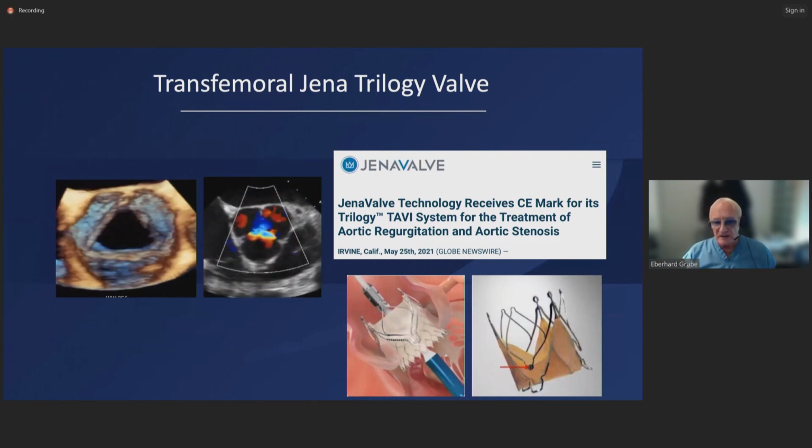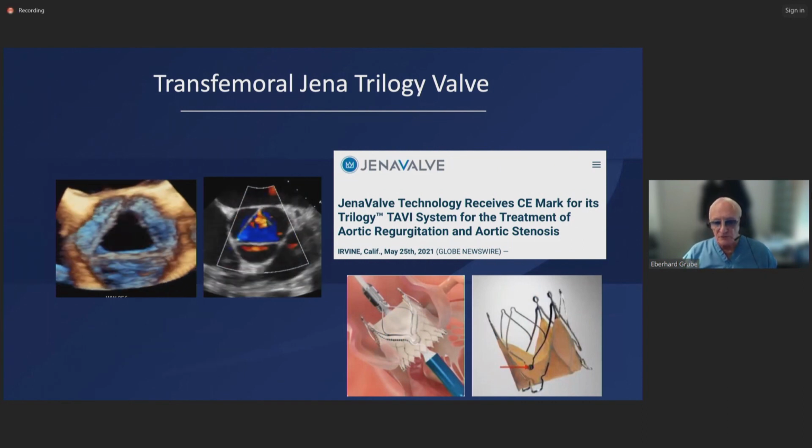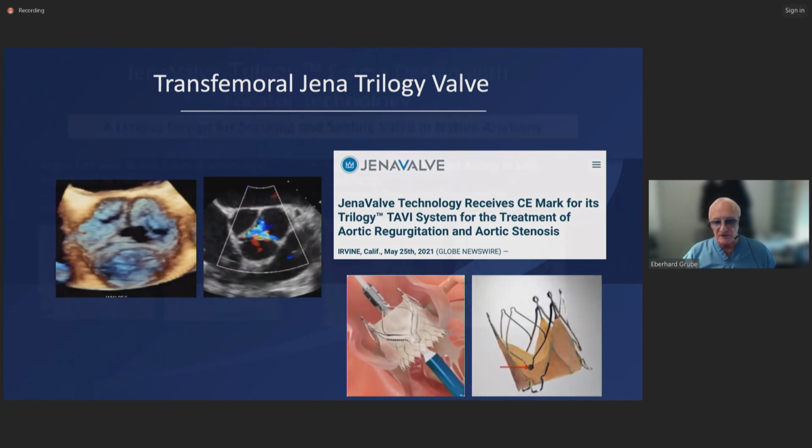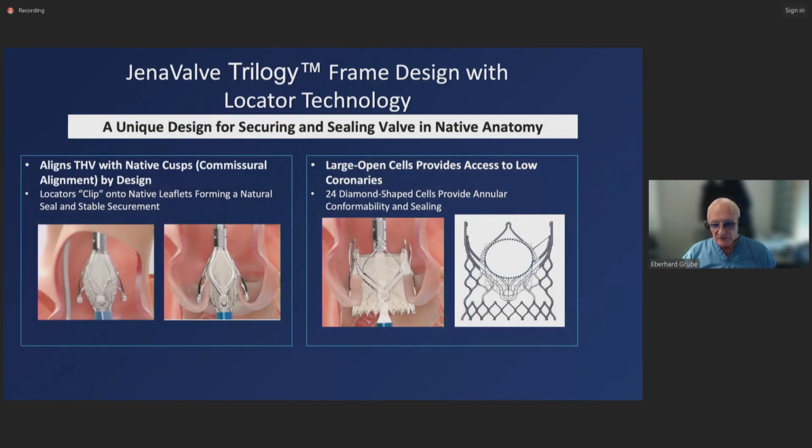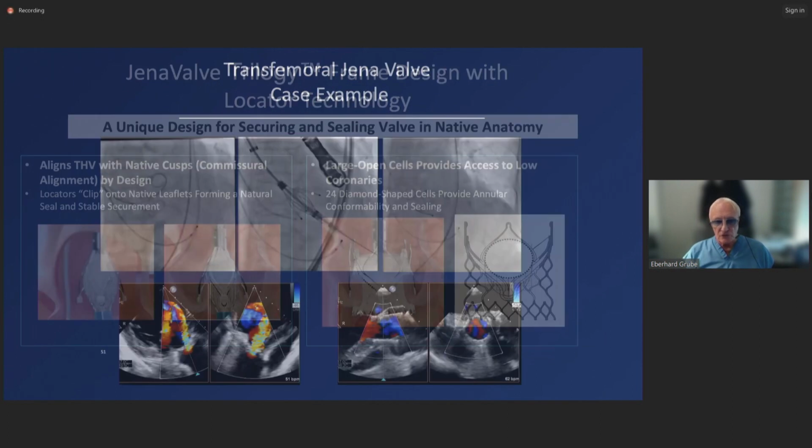The transfemoral Jenna valve has been approved for aortic stenosis and aortic insufficiency in Europe. It's being used increasingly here in Europe. It does have a unique design for securing and sealing valve in native anatomies. It aligns with native cusps, commissural alignment by design, with locator clips that give a natural seal and stable securement. On the right side, you can see the device has large open cells that provide access to the coronaries.